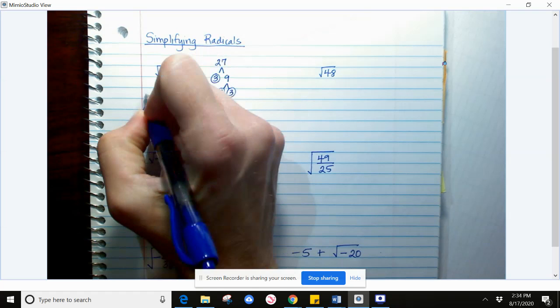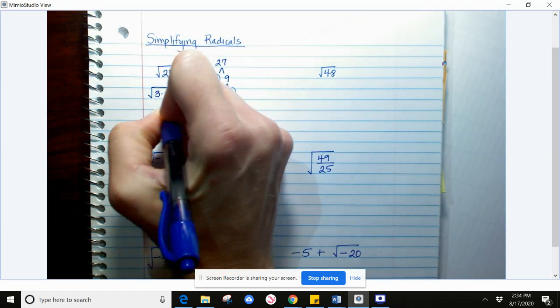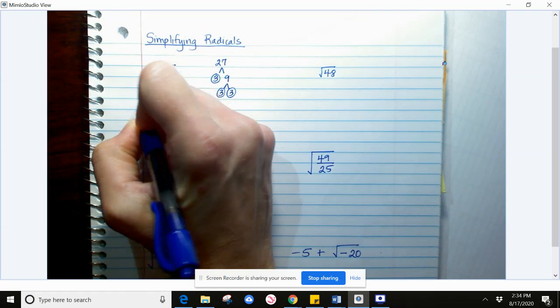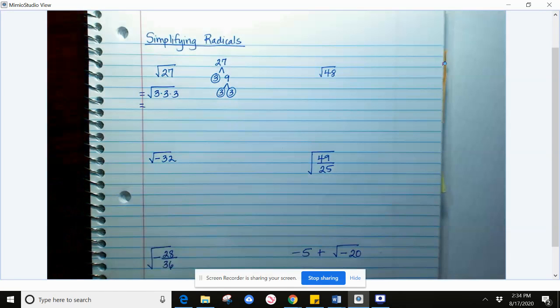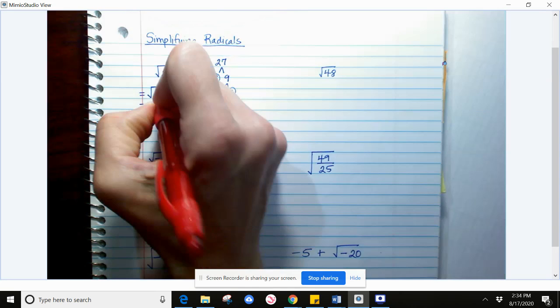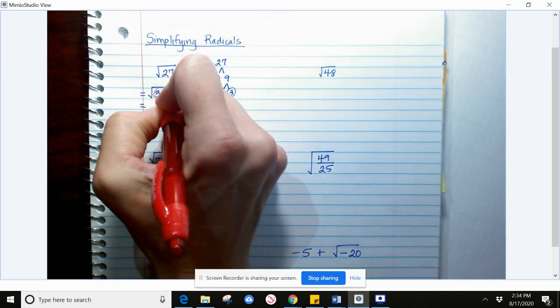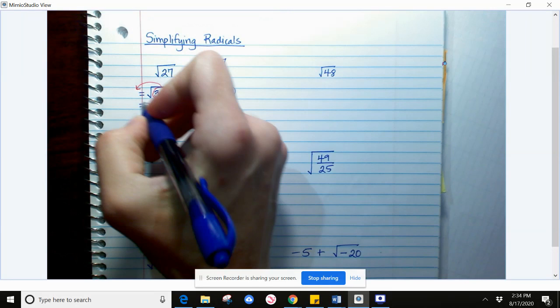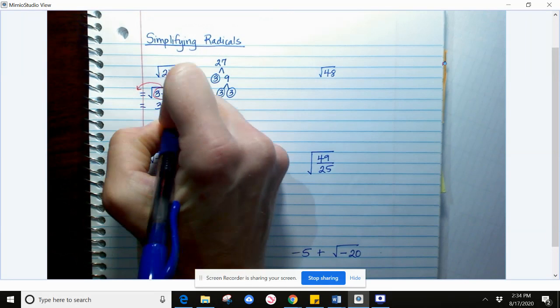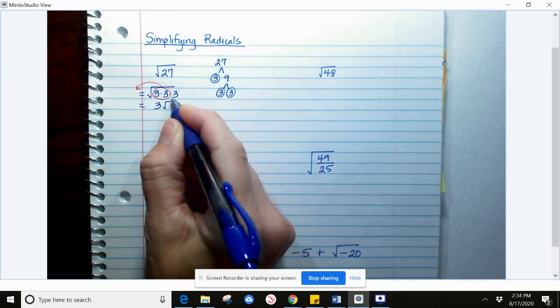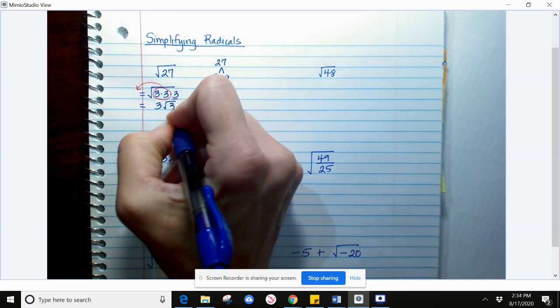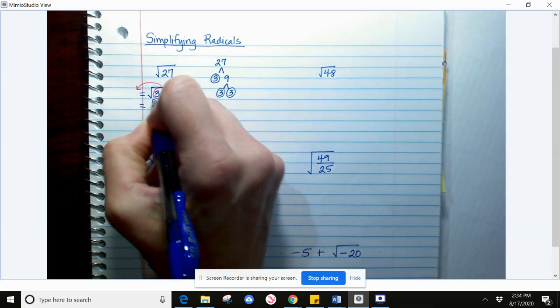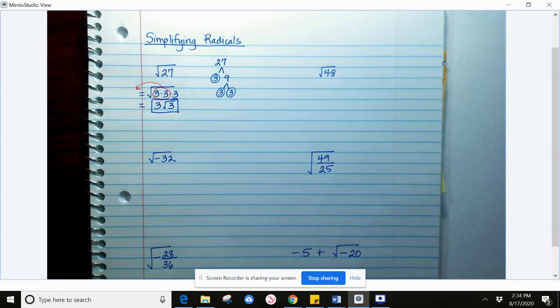So let's just rewrite this as the square root of 3 times 3 times 3. And the way I was taught was if you have a pair of the same factor, then the number you have a pair of comes outside of the radical. So there are three 3s, there's a pair of 3s. So that means the number 3 representing that pair comes outside of the radical. This 3 right here, it doesn't have a partner, so it just gets to stay under the radical. So there you go. 3 square root of 3 is the same thing as the square root of 27.